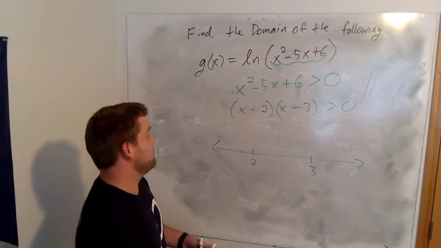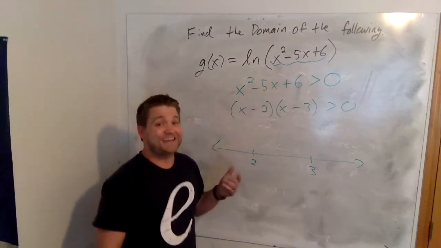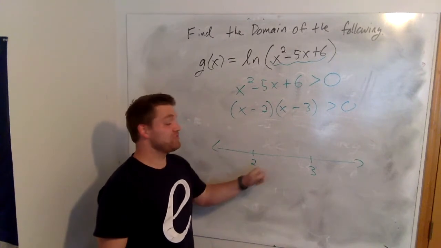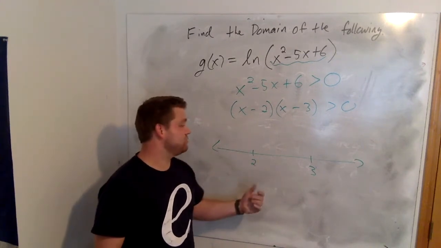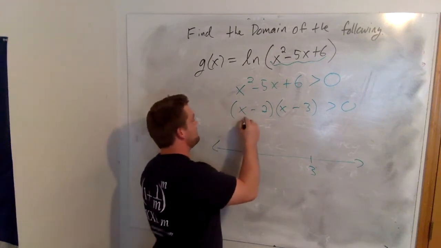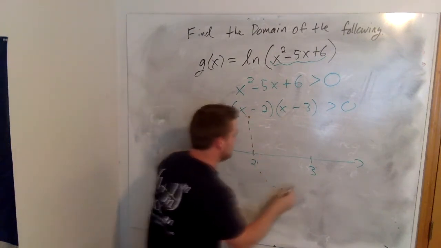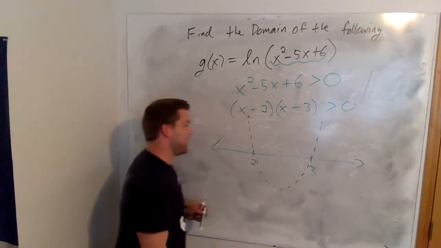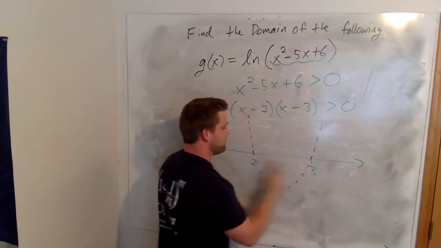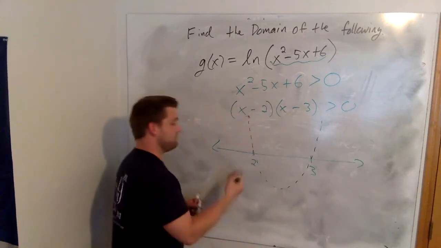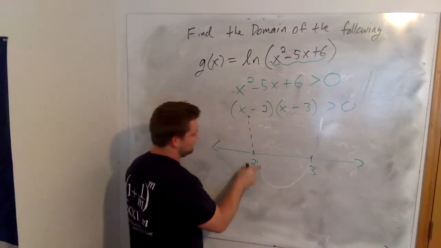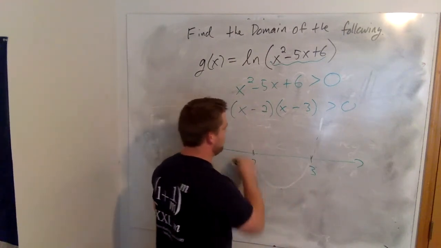You could also think to yourself, what is this? This is a happy face parabola, and it has roots at 2 and 3. That means it crosses the x-axis at 2 or 3. If we were graphing this parabola, it would look like this. So the graph is positive over here, it's negative over here, and it's positive over here. So you could fill that in. Or, if you don't like those graphical arguments, just make a sign chart, test some points.